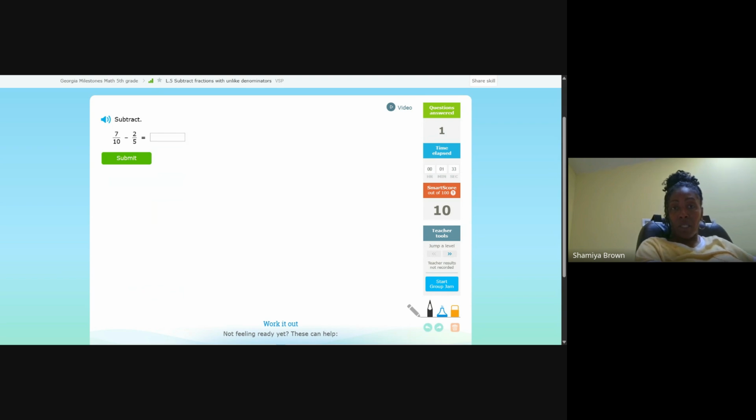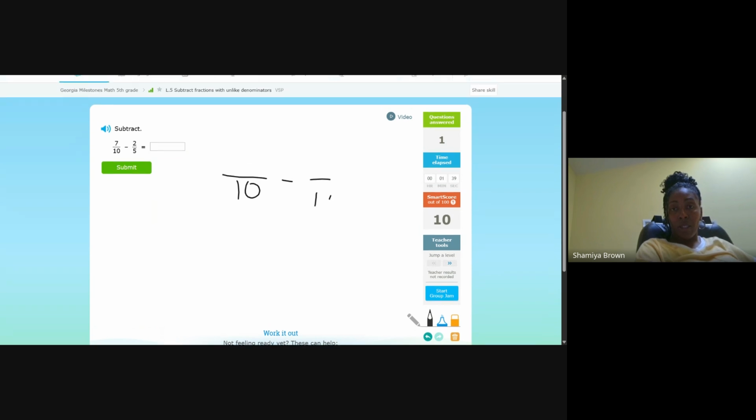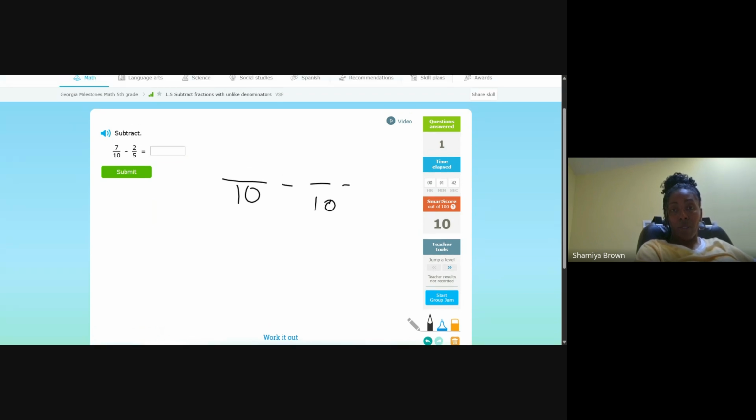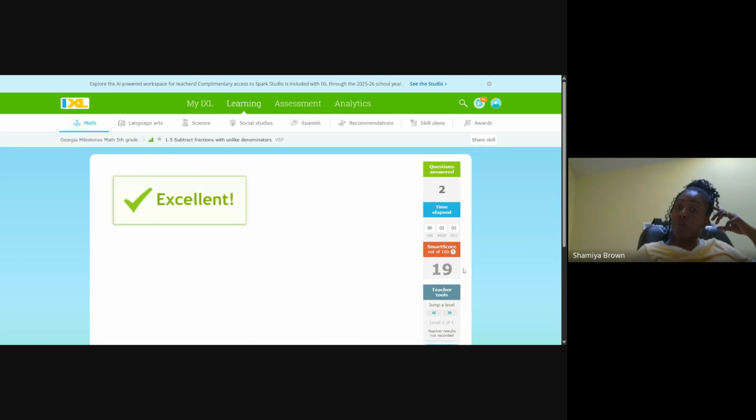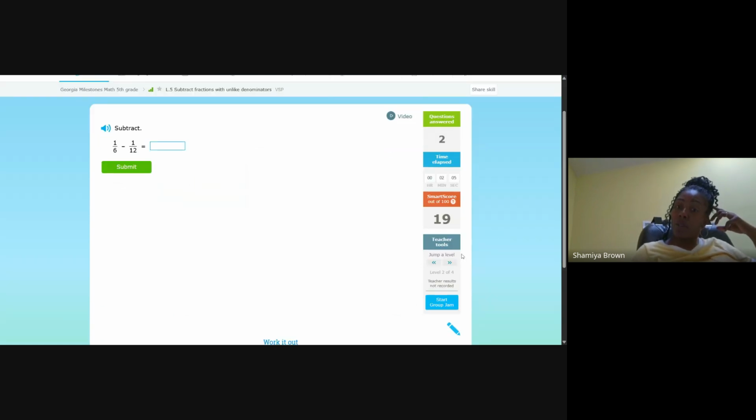This one is going to be 10 is going to be my least common denominator. Something over 10 minus something over 10 equals something over 10. Well, this one is already over 10, so it's just 7. 5 times 2 gives me 10, so I need to times 2 up here to get 4. Subtract, I get 3. So 3/10. That's pretty simple. Do a harder level.